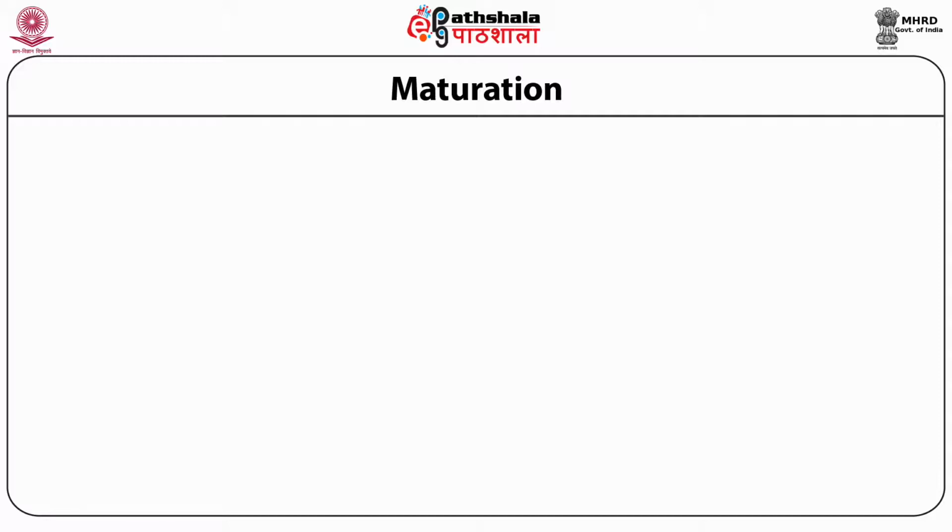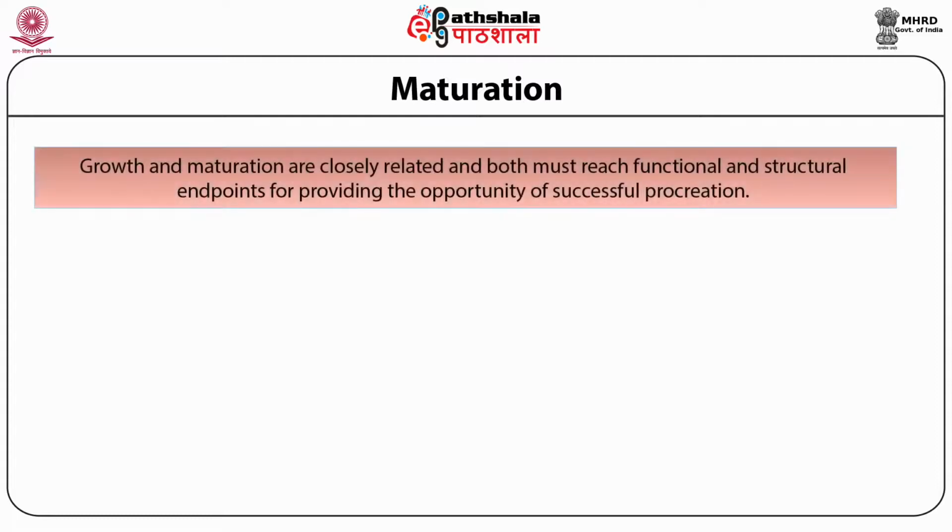Functional maturation in the biological context implies the ability to successfully procreate and raise offspring who themselves will successfully procreate. The process of maturation continues throughout life. It begins at conception and ends at death. Thus, growth and maturation are closely related and both must reach functional and structural endpoints for providing the opportunity of successful procreation.